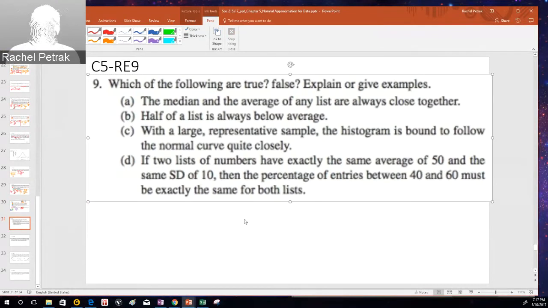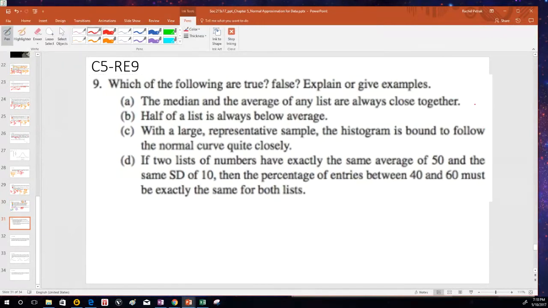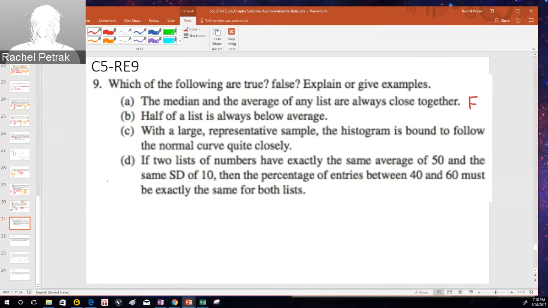Now we're almost done. Which of the following are true or false? Explain and give examples. The median and the average of any list are always close together. Well, this is false. Why is that false? Because the median and the average are only the same or very close together when you have a normally distributed variable. If your variable is not normally distributed, for example, if there's positive or negative skew, then the median and the average will not be close together.